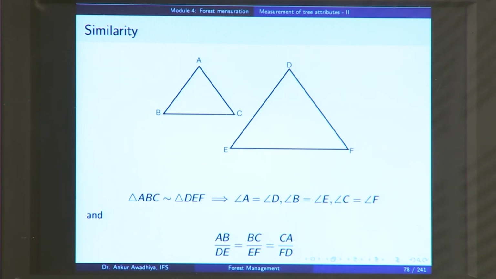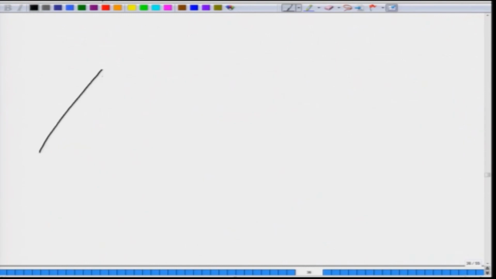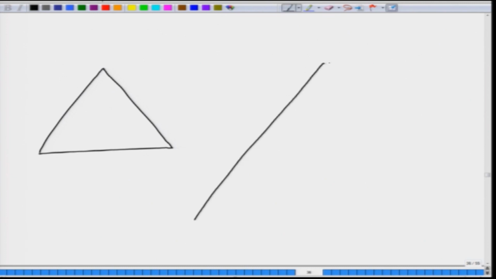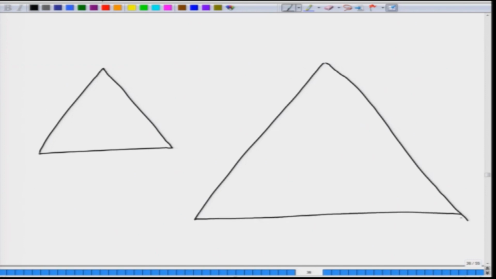Now, if you have two triangles, these two triangles are of the same shape, but different sizes.